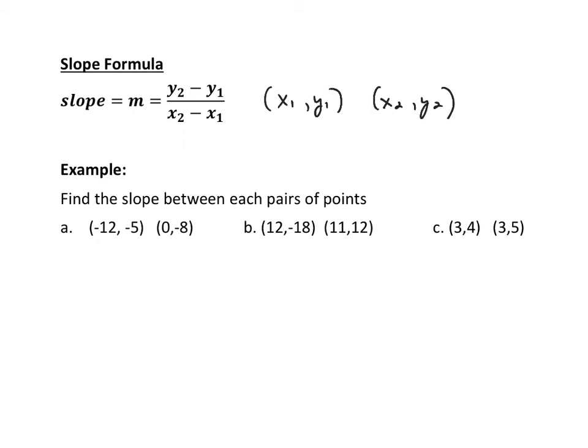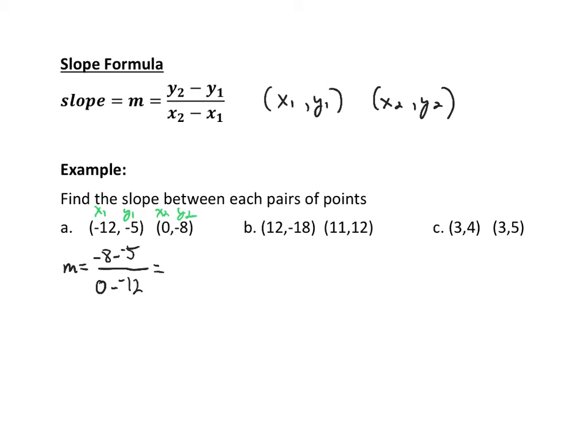Let's look at example A first. We're given the points (-12, -5) and (0, -8). I'm going to name those points x1, y1, x2, y2. And now we're going to apply the slope formula. M equals y2 minus y1, so -8 minus -5, over x2 minus x1, 0 minus -12.